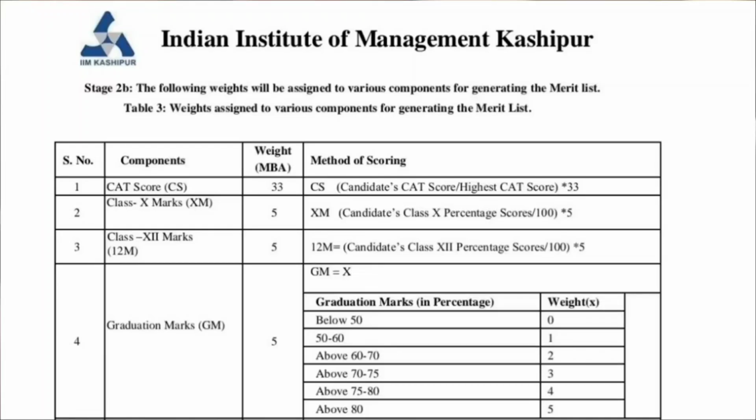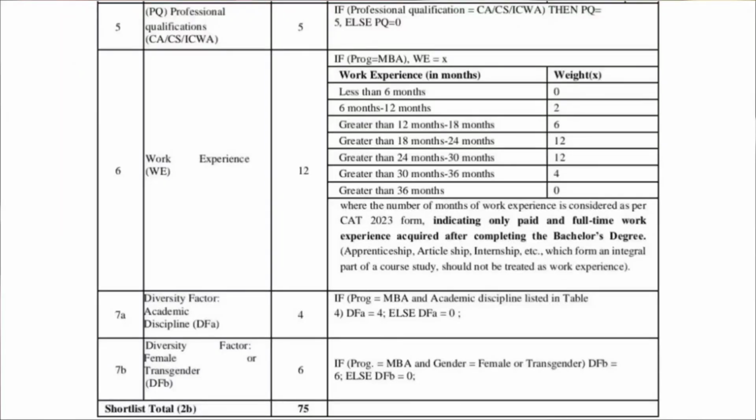In that, if your percentage ranges between 50% to 60%, there is 1 mark. If your percentage ranges between 60% to 70%, there are 2 marks. If your percentage ranges between 70 to 75%, there are 3 points. If it is between 75 to 80%, there are 4 points. And if it is above 80, there are 5 points. Now 5% weightage is given to the professional qualification. So if you have completed your qualification from CA, CS or ICWA, 5 points are awarded. Then your work experience has 12% weightage.